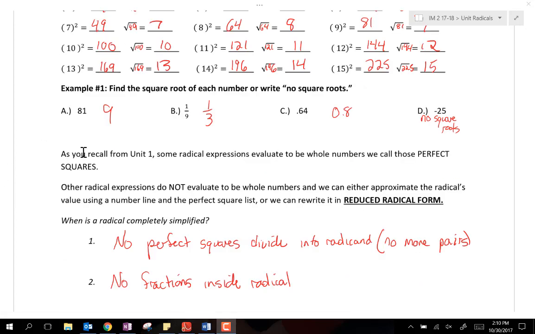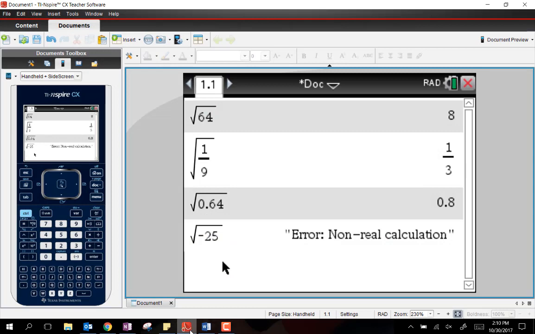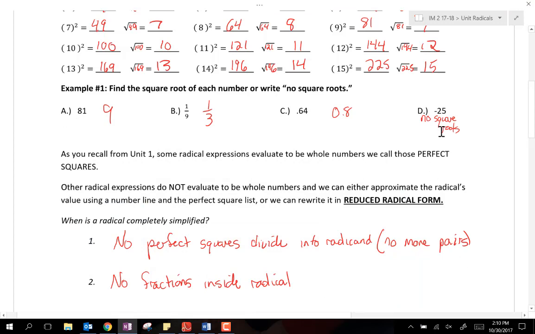Next, we're going to take square roots of these three things. Just going to type it in my calculator. Square root of 64 is 8. Square root of 1/9 is 1/3. Square root of 0.64 is 0.8. And I can't do the square root of negative 25 because it's negative. So it has no square roots.